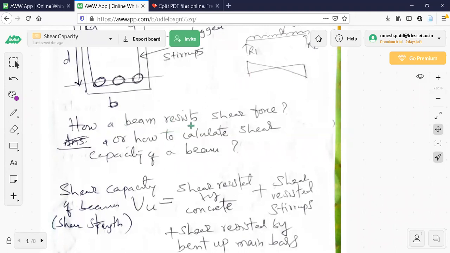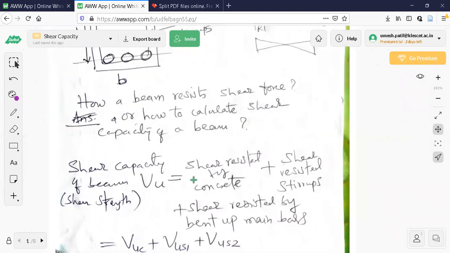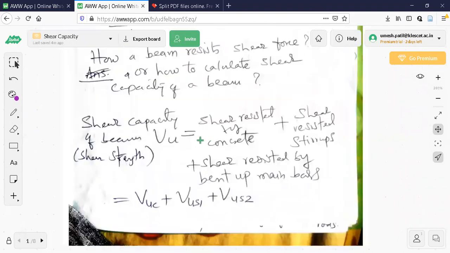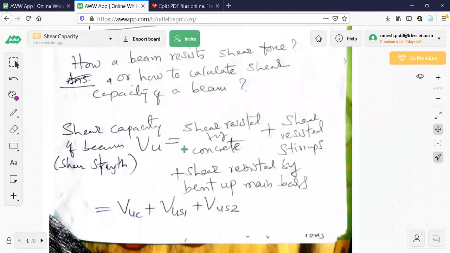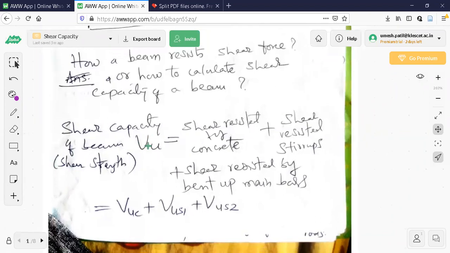So how a beam resists shear force, or how to calculate the shear capacity or shear strength of a beam, we can see. Now I am directly explaining what is there in the code book. Shear capacity of a beam is also denoted by VU only. Don't get confused again. This VU is denoted as shear capacity, and also as maximum shear force VU. The purpose is that I have to equate shear strength with shear force.